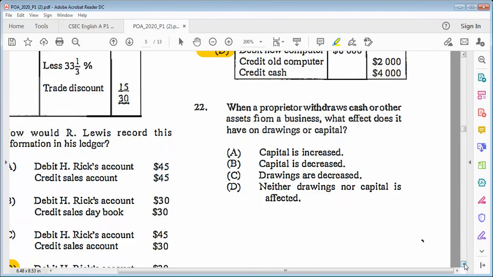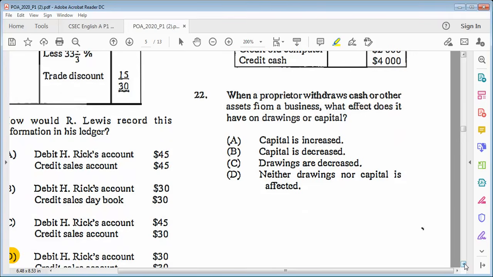To number 22. When a proprietor withdraws cash or other assets from a business, what effect does it have on drawings or capital? A, capital is increased. B, capital is decreased. C, drawings are decreased. D, neither drawings nor capital is affected. We know it is B, capital is decreased. That's our answer, B.